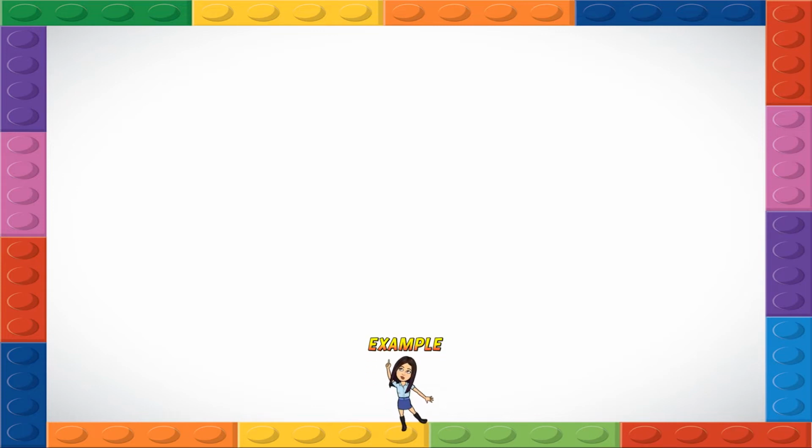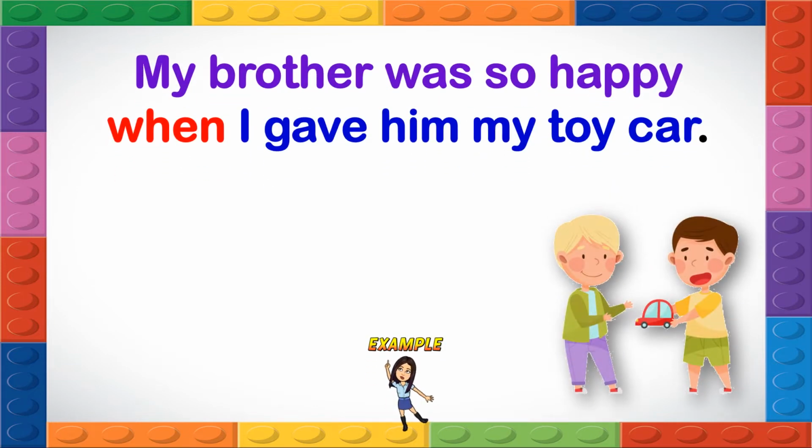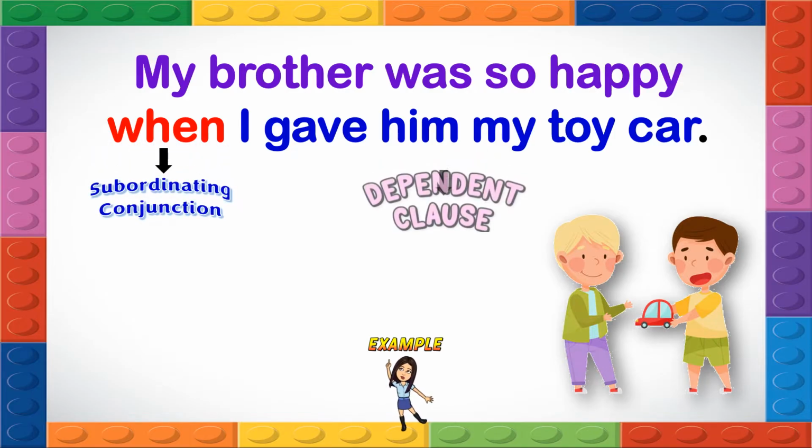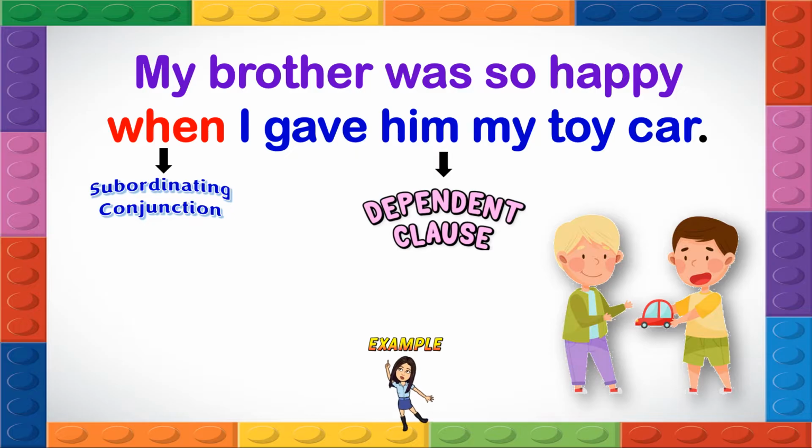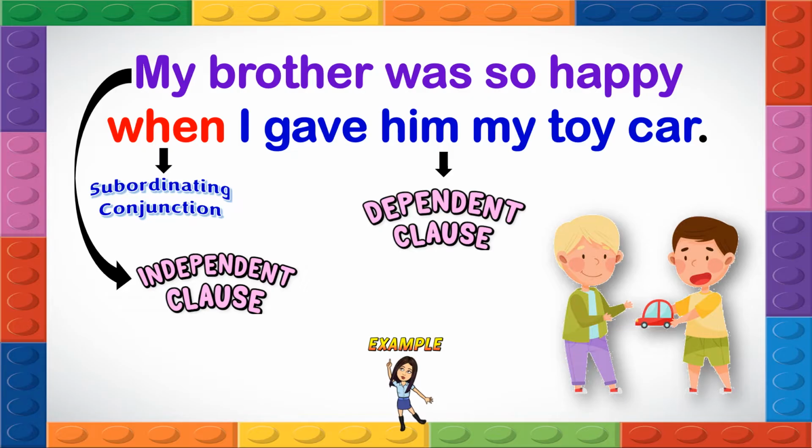Another example: My brother was so happy when I gave him my toy car. In this example, the subordinating conjunction when connects the dependent clause I gave him my toy car to the independent clause my brother was so happy.